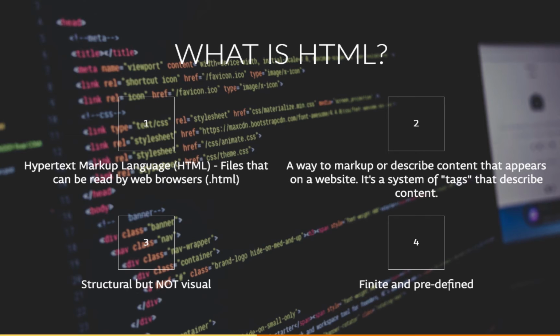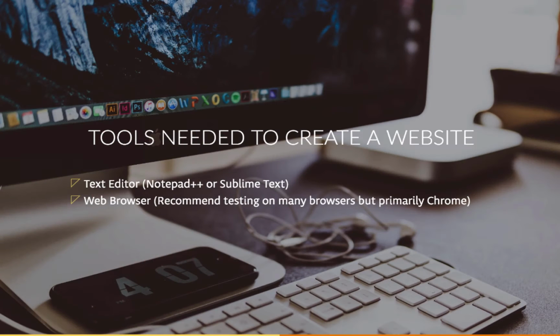And then fourthly, it's finite and predefined, meaning you can't make up your own tags, right? There's a finite set of tags. There's a library of tags that already exists that you'll use to describe the content on a website. Okay, so those are four main characteristics of HTML.